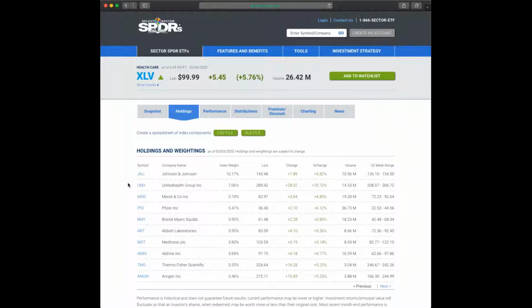Now, the more weighted the stock is to the sector, the more it's going to react like the sector. So when money comes into the sector, it's distributed by weight. J&J will get 10% of the money, UNH will get 7% of the money, and so on and so forth.